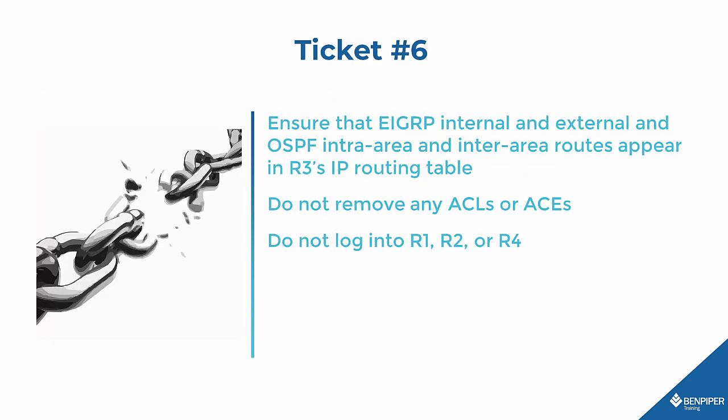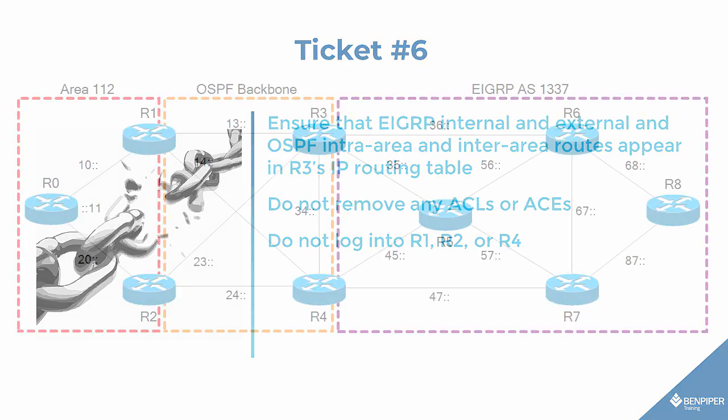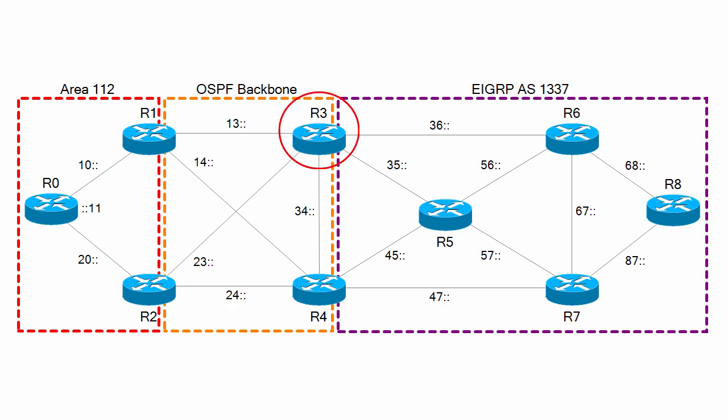Ticket number 6. Ensure that EIGRP internal and external and OSPF intra-area and inter-area routes appear in R3's IP routing table. Do not remove any access control list or access control entries, and do not log into R1, R2, or R4. All right, let's go ahead and jump on over to R3.